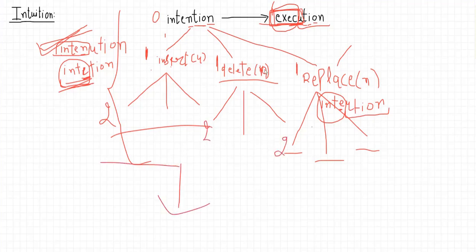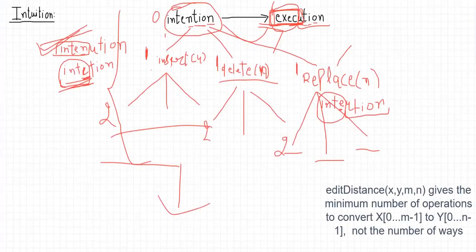So whatever subtree returns me the minimum number of operations such that the entire initial string is converted to the final string, that subtree is giving me the right answer, or the minimum number of moves to convert that initial string into the target string. So that's the idea. Let's see how we can implement this in practice.